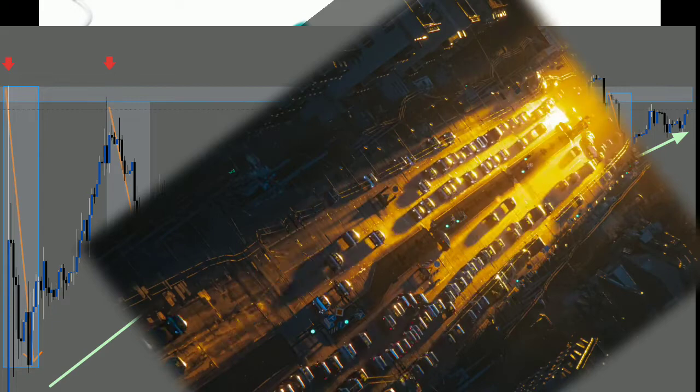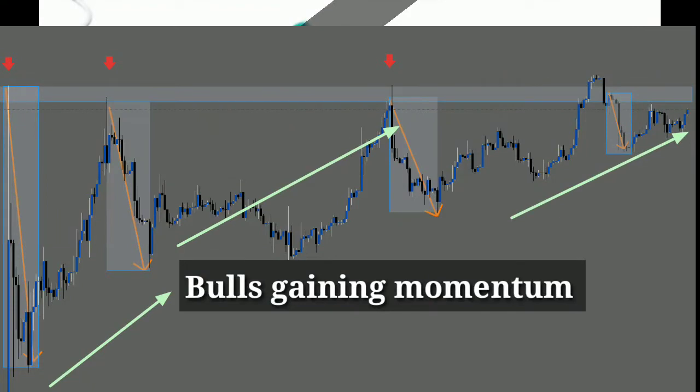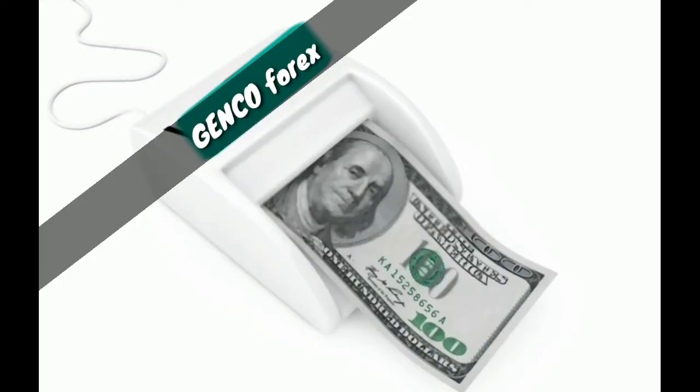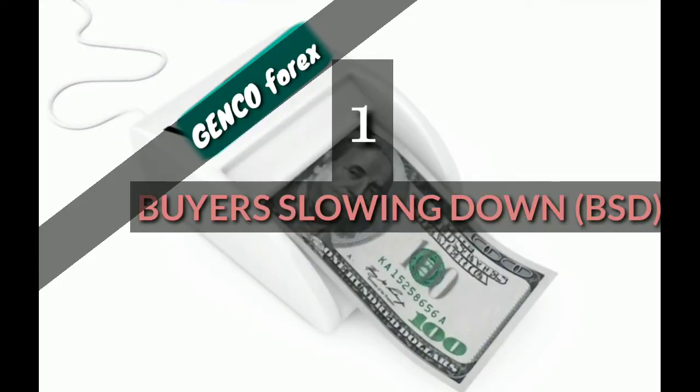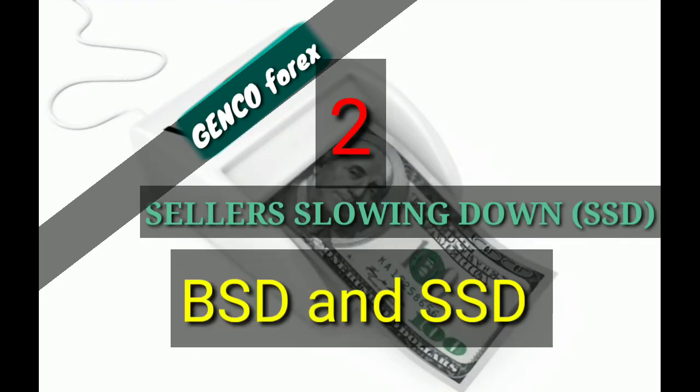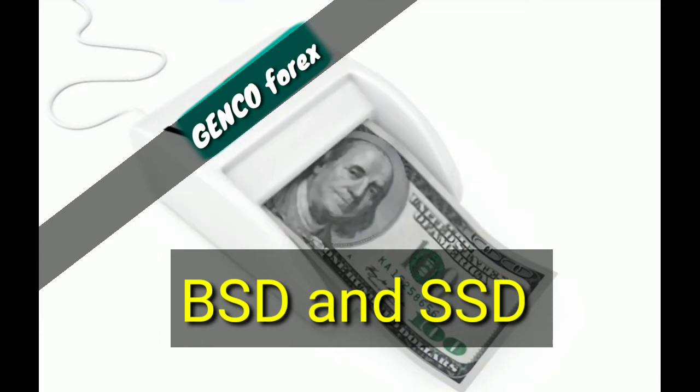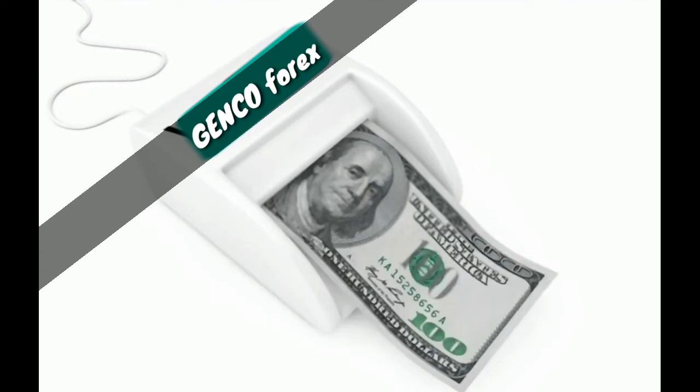Now, listen attentively. The market is not in utter chaos as many will have you think. So how exactly can we make advantageous decisions to profit from the relative movements between buyers, which is demand, and sellers, which is supply? There are two terms we shall be using: buyers slowing down and sellers slowing down, BSD and SSD respectively. In short, buyers slowing down, sellers slowing down.